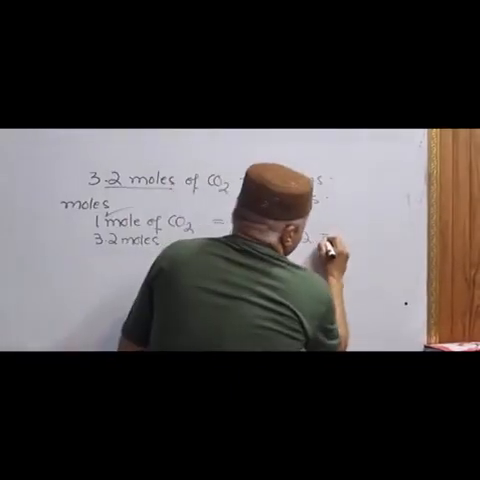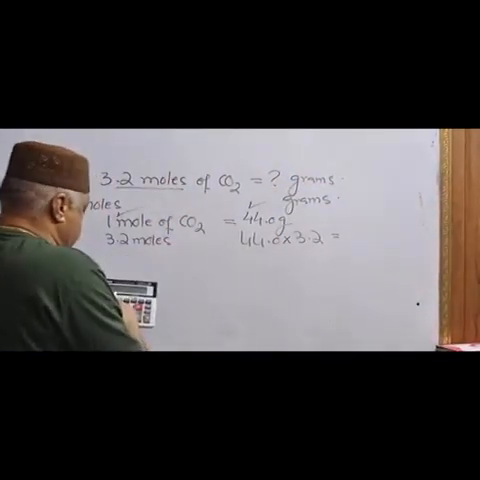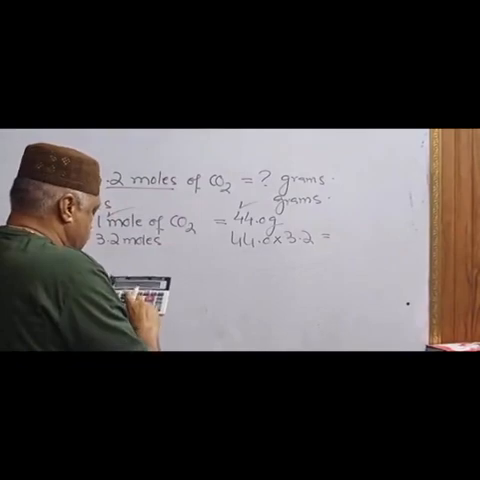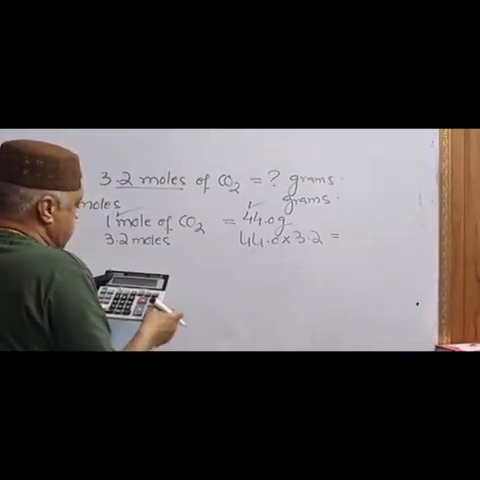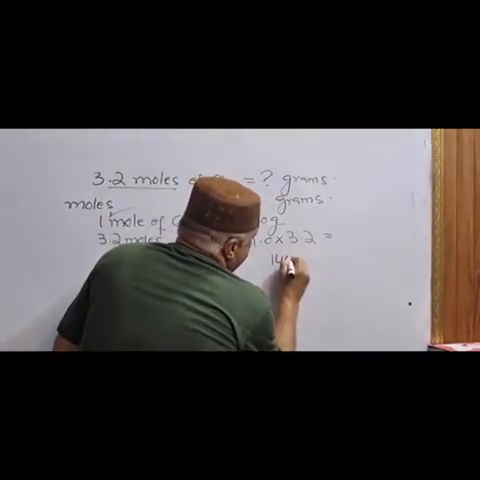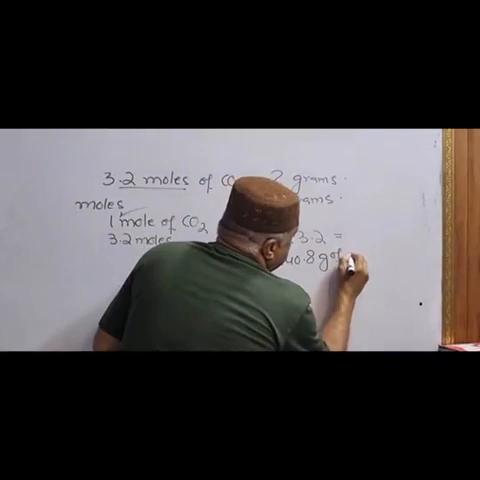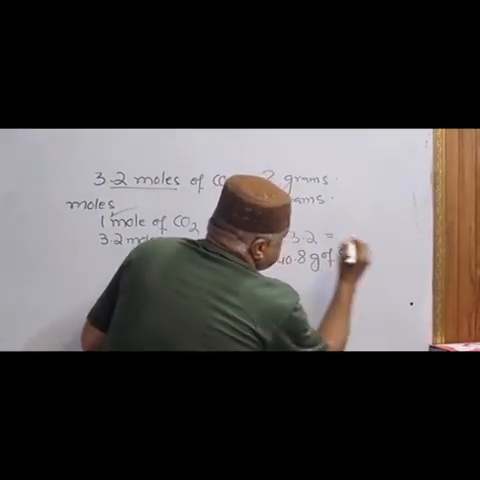3.2. So the answer will be 44 into 3.2, which is 140.8. This is grams of carbon dioxide.